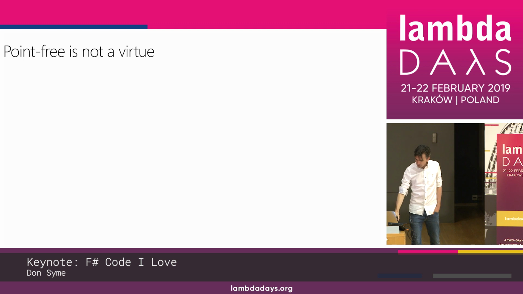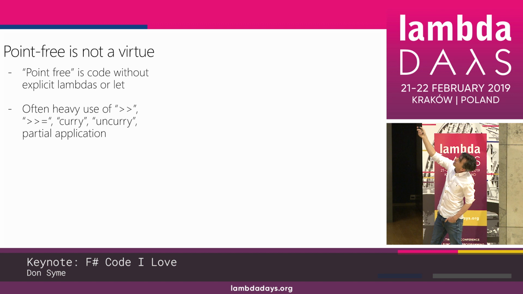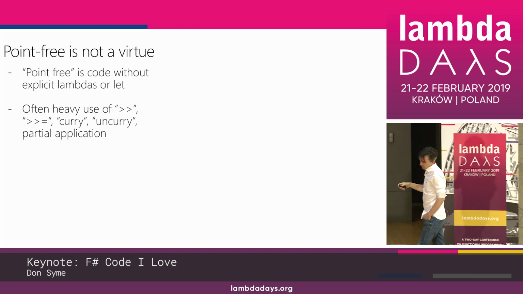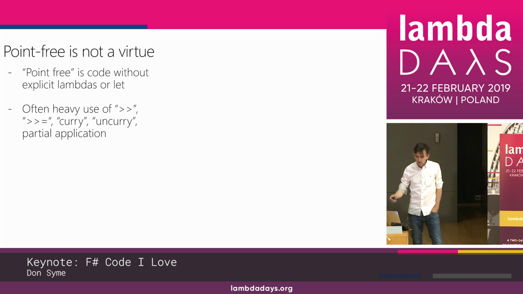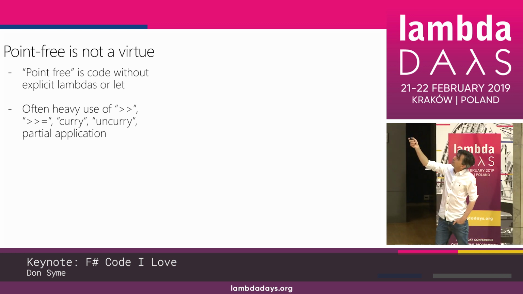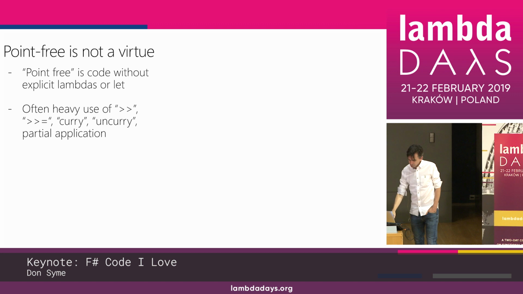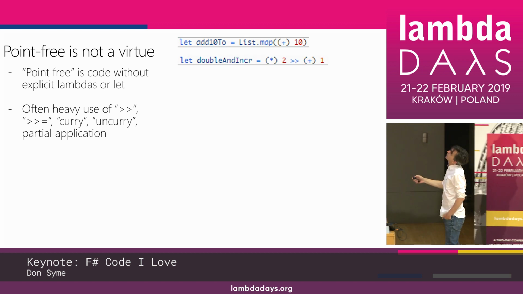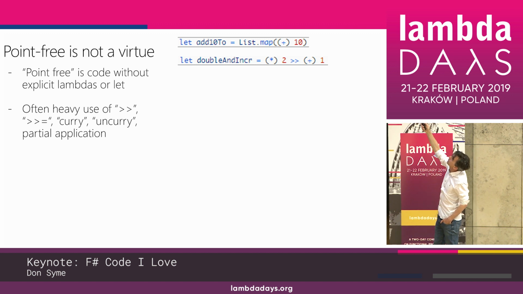Okay, so point 3 you can see is not a virtue particularly. So the point 3 is code without explicit lambdas, and if you like, even without a let binding. And it often involves, you've seen some examples, some very nice uses of function composition, which is this operator, this sort of clearly bind operator here, curry and uncurry and partial application. Now, we do some of these things, but this is the sort of stuff you see even in beginner samples, and we say, just don't do this sort of thing.